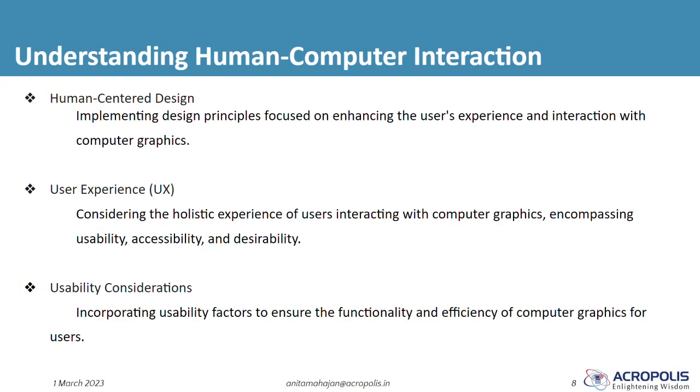Going next, we have understanding human-computer interaction. Firstly, we have human-centered design. When adding text to computer programs, websites, or apps, the main focus should be on making it easy and comfortable for the user. The text needs to be accessible for everyone, including people with disabilities. It should also look visually appealing. Then we have user experience, and next we have usability considerations.